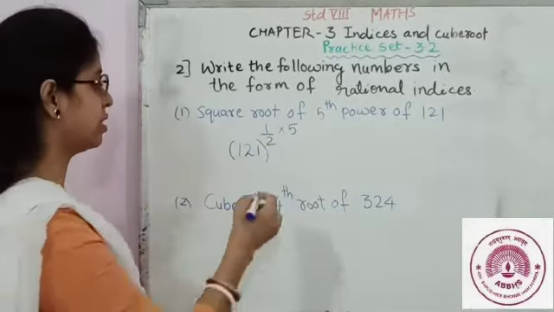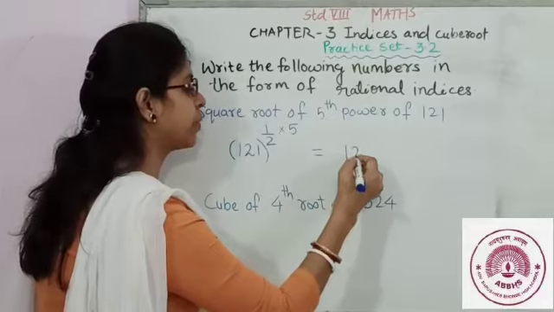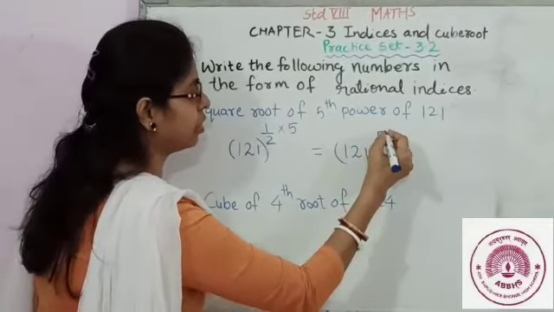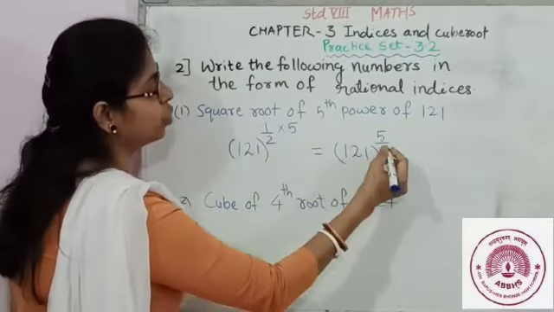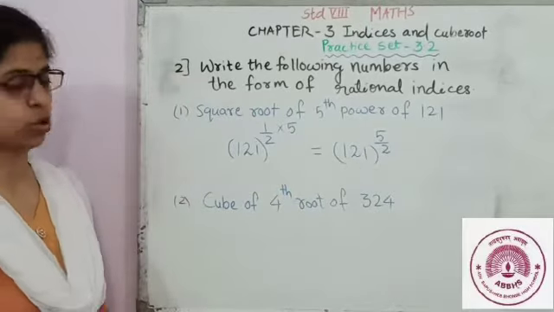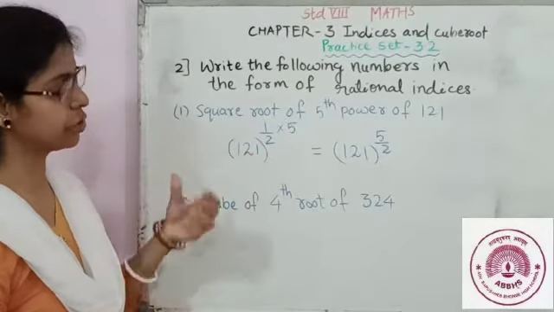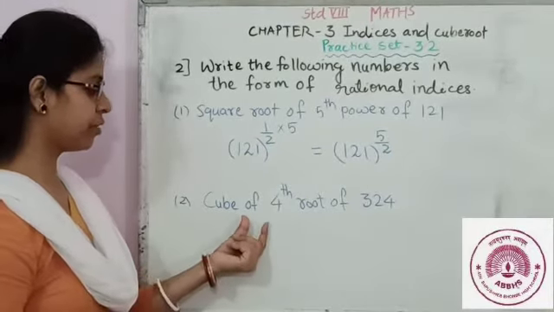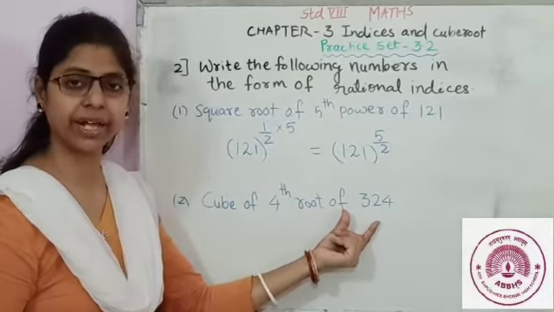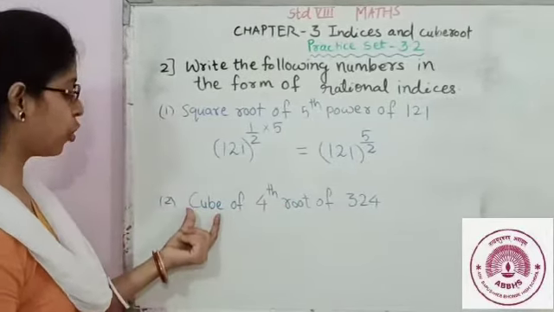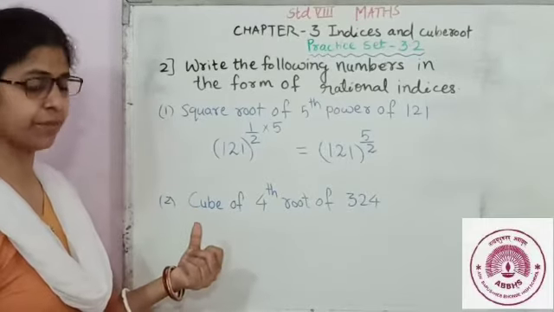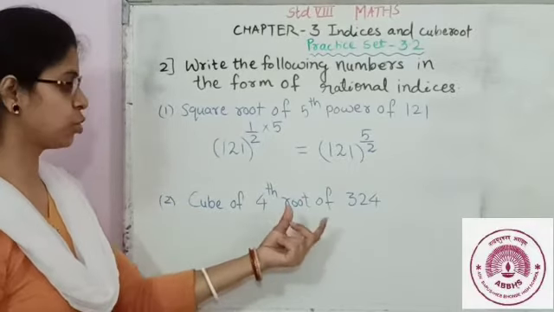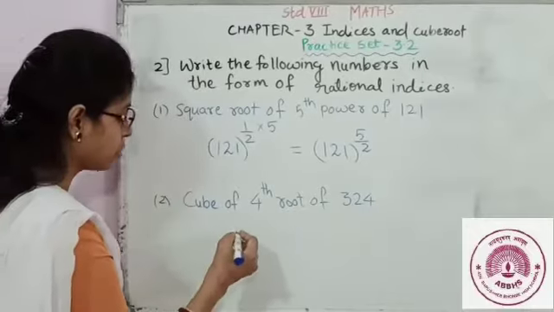Now if we combine this, we will get this as 121 raised to power 5 ones are 5. So 5 here, and in denominator 2 into 1 is 2. So this is the answer of first question. Let's see second one. Cube of fourth root of 324. So cube means raised to power 3 and fourth root means a number raised to power 1 by 4. So here the number is 324.